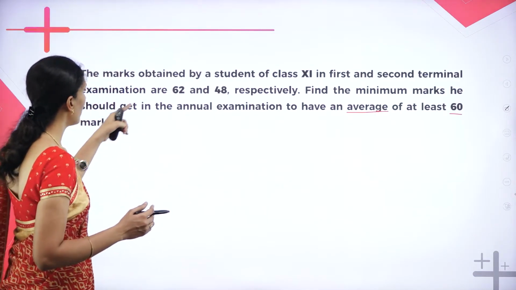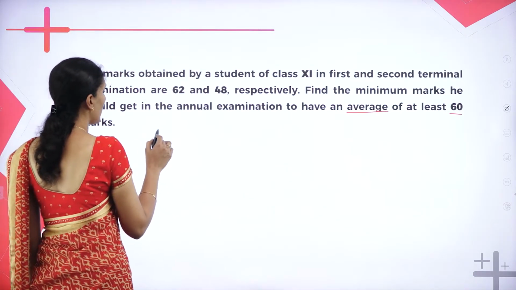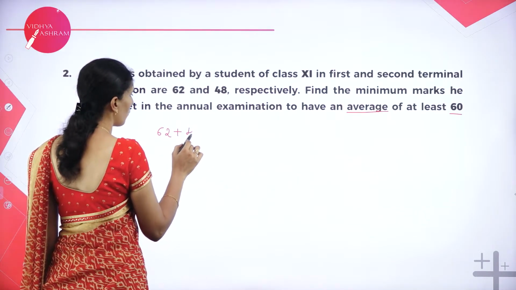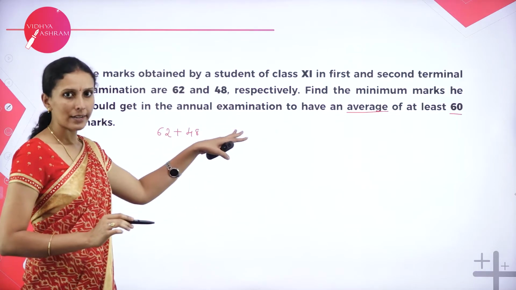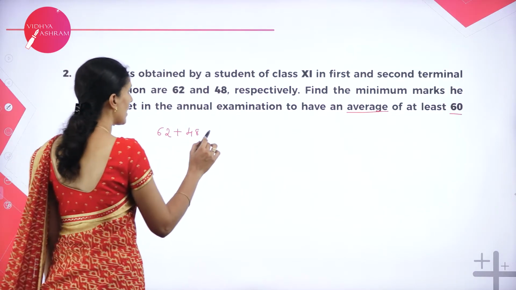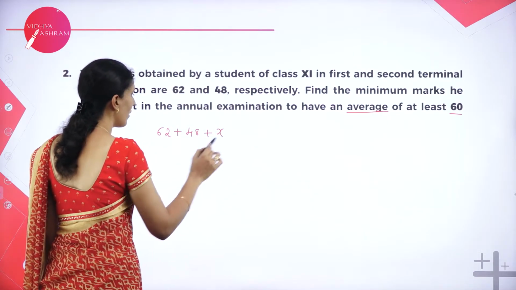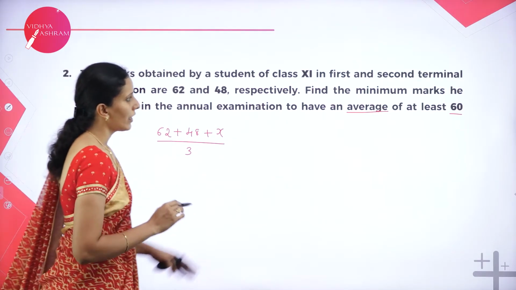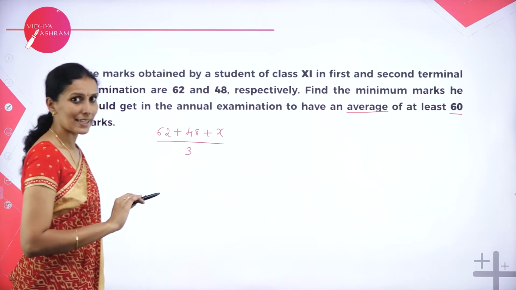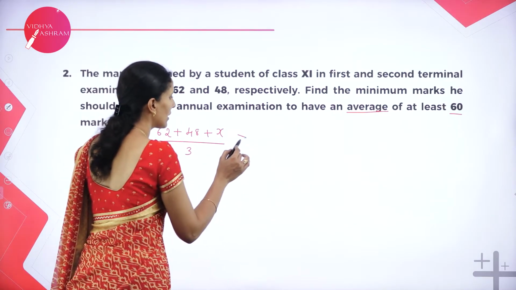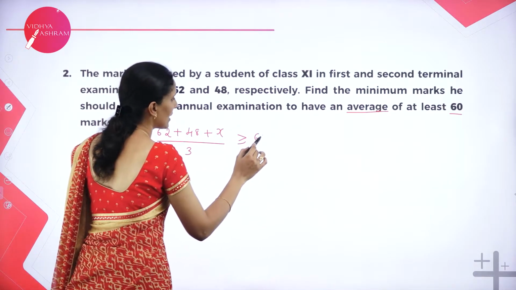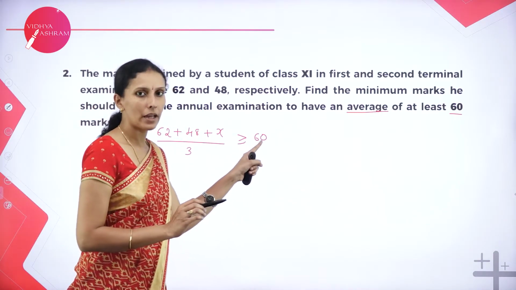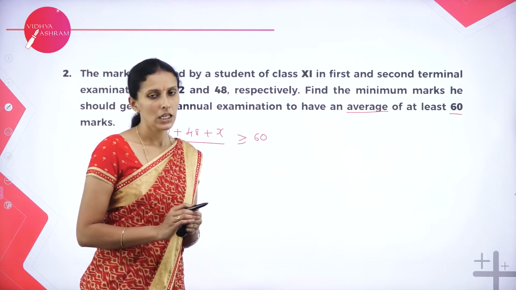So how to do that? First examination he has taken 62. Second examination he has taken 48. I don't know for the annual examination, so let me take it as some x. And the average of these 3 numbers means divided by 3. That should be an average of at least 60 marks, means greater than or equal to 60 marks. At least 60 means minimum he can score 60 or greater than 60 also.